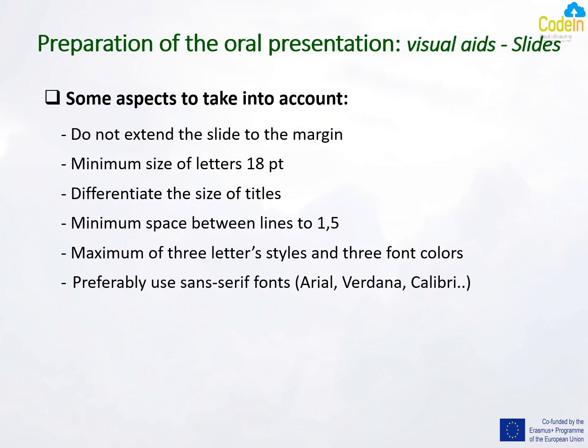Here are some other aspects that you should take into account when building your slides. Do not extend the slide to the margin, as it reduces the readability. Use a minimum size of letters of either 16 or 18 points. Differentiate the size of the titles, so the actual size of the title should be bigger than the actual text of the slide. Use a minimum space between lines of 1.5.